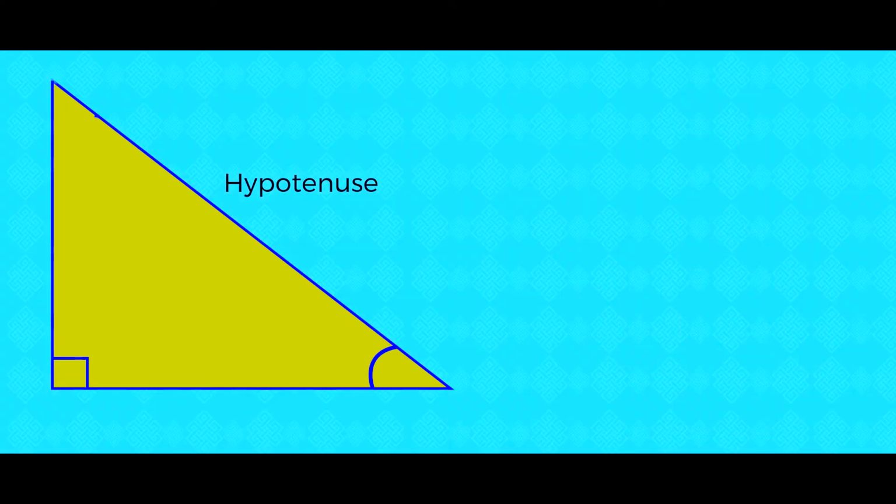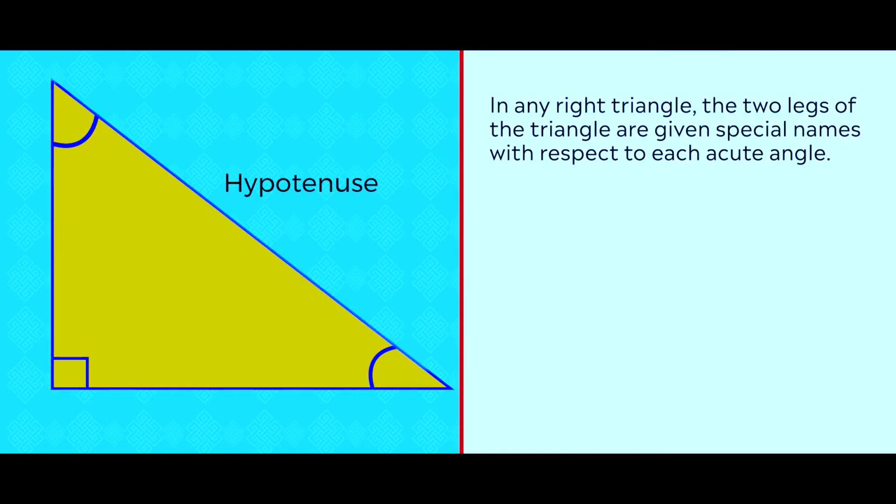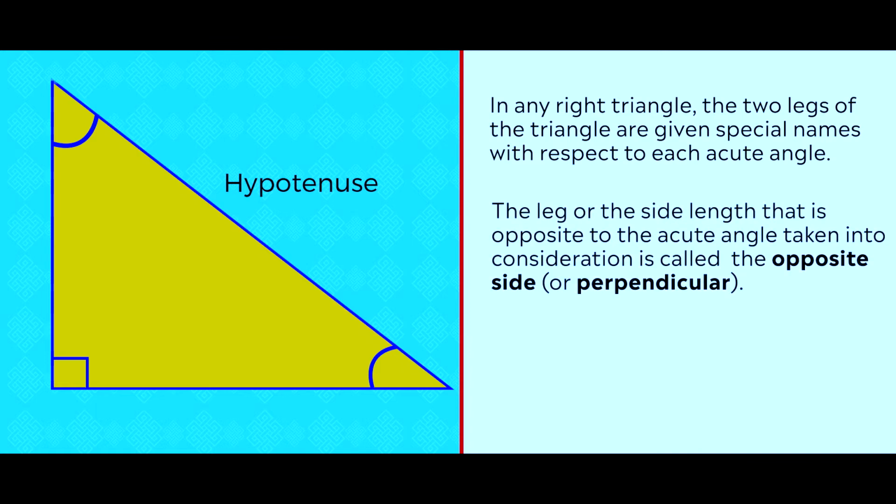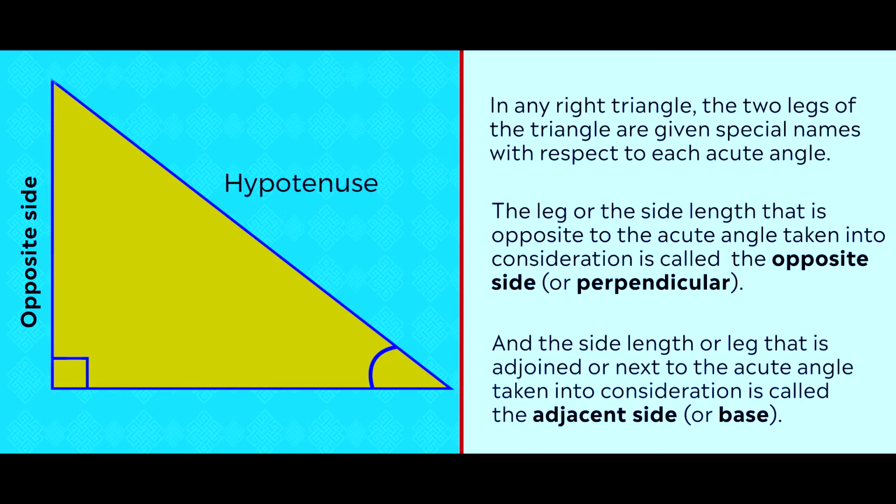In any right triangle, the 2 legs or the 2 side lengths of the triangle are given special names with respect to each acute angle. The leg or the side length of the triangle that is opposite to the acute angle taken into consideration is called opposite side length, or we also call it as perpendicular. And the side length or the leg that is adjoined or next to the acute angle taken into consideration is called adjacent side length or base of the triangle.